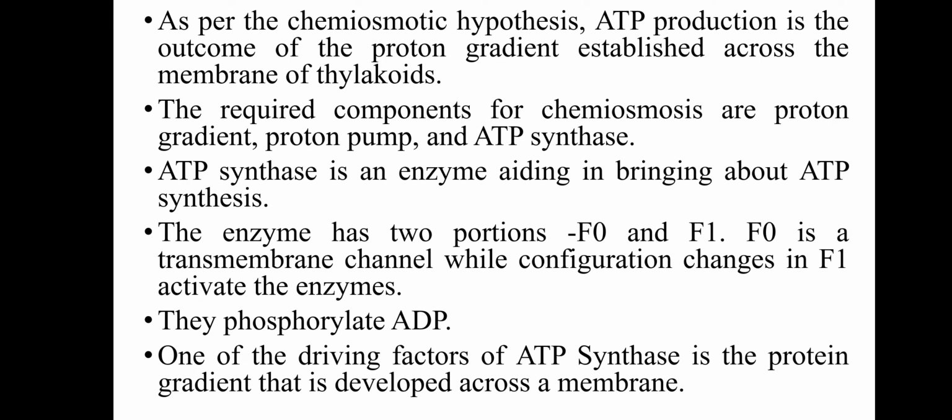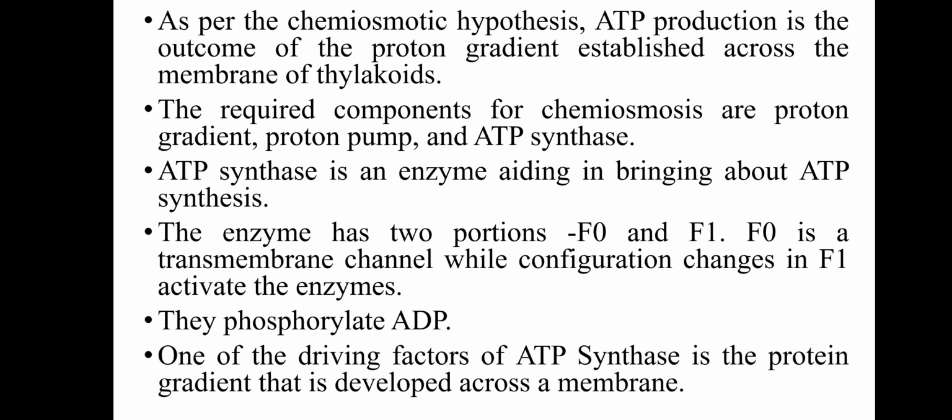The required components for chemiosmosis are a proton gradient or proton pump and ATP synthase. ATP synthase is an enzyme bringing about ATP synthesis. The enzyme has two portions, F0 and F1. F0 is on the transmembrane channel and F1 activates the enzyme. They phosphorylate ADP, that is adenosine diphosphate, to form adenosine triphosphate, ATP.